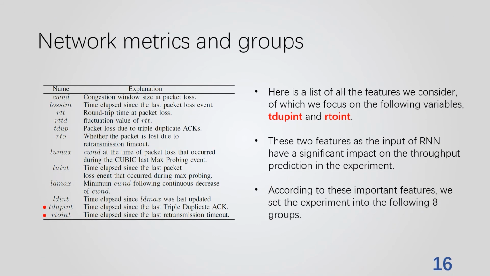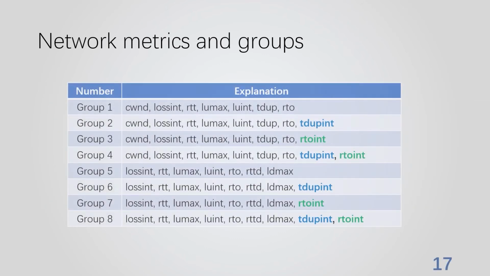Here is a list of all features we considered, of which we focus on the following features: TDUP-int and RTO-int. Those 2 features as input of the recurrent neural network have a significant impact on the throughput prediction in the experiment. According to those important features, we set the experiment into the following 8 groups. Those 8 groups are based on 2 common network metrics groups, Group 1 and Group 5. We test different important metrics in those 2 common groups.